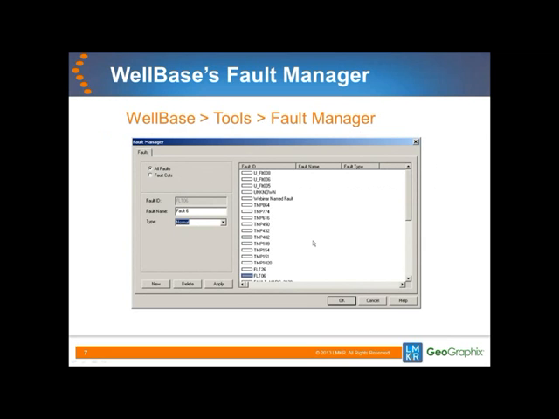Here's an example of a fault manager dialog box where we have a list of various faults in a project, and it shows the internal fault ID, a fault name, and a fault type. The fault ID really is the key field because it relates to the name of the faults that are created and used in all your cross-section views and in your well-based tab, and it will reflect any new fault names that are made in smartSECTION.